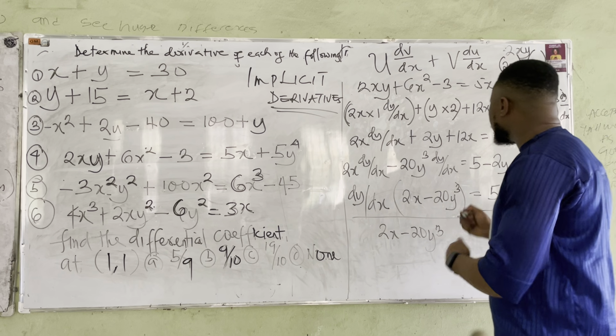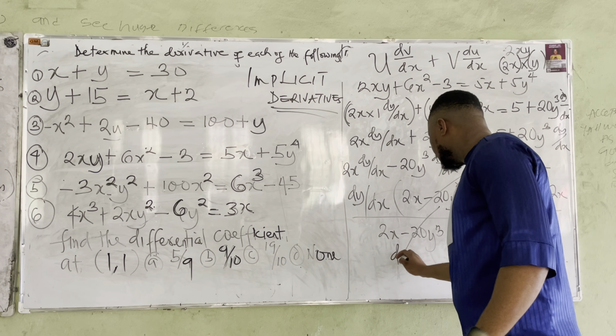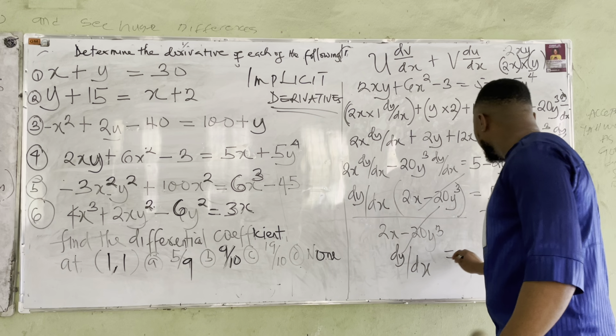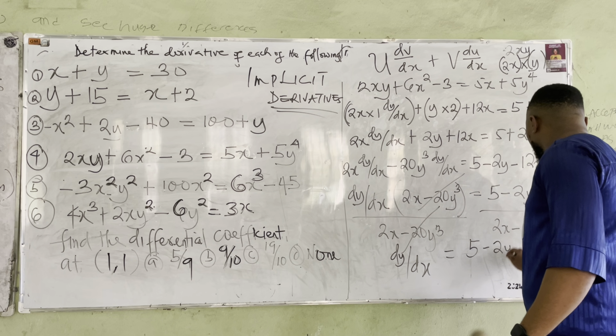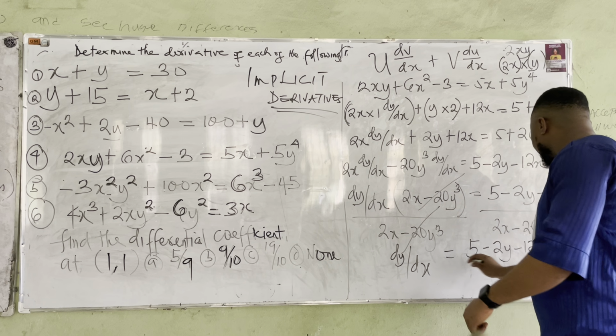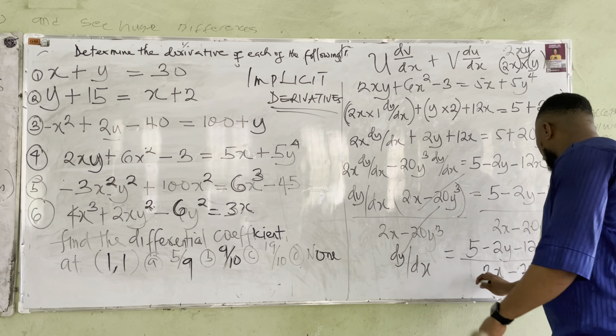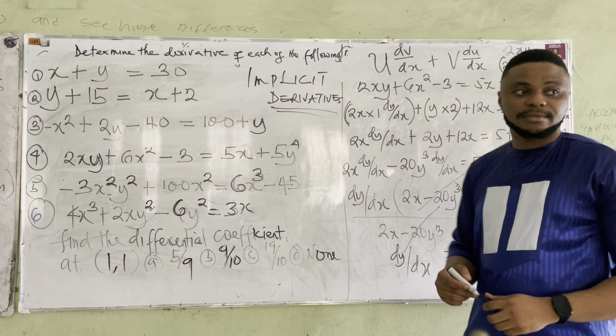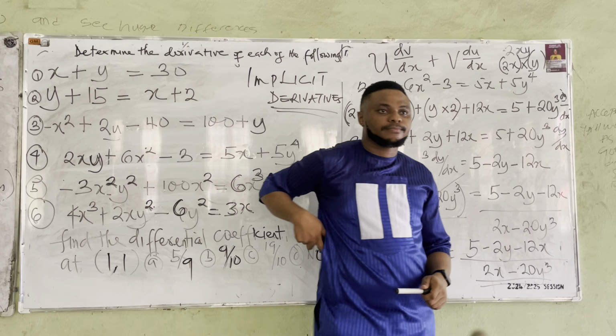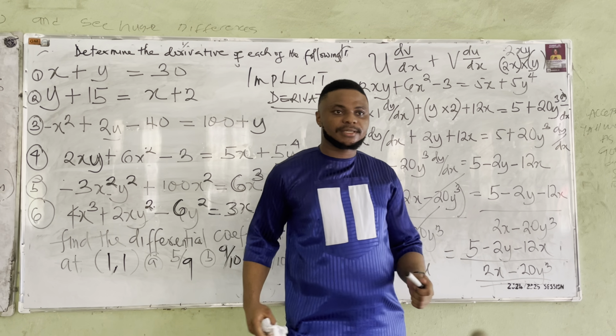So what are we going to get? If this cancels this, it means that dy over dx would be 5 minus 2y minus 12x divided by 2x minus 20y cubed. That is our final answer.